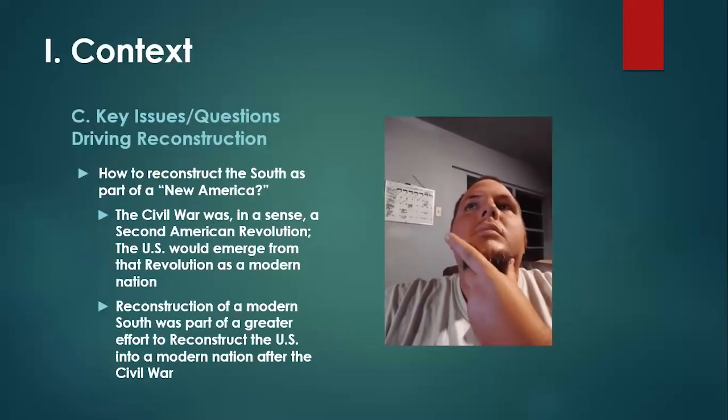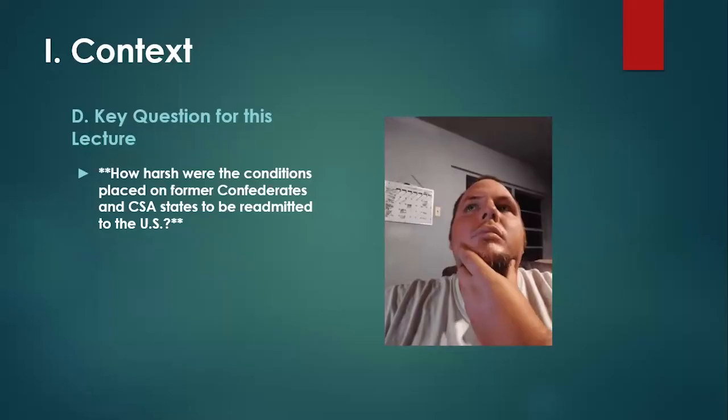So as we look through this entire lecture on Reconstruction, I want us to understand that the South being constructed here is being constructed alongside a bigger reconstruction that's occurring throughout the nation as it's becoming a more modern nation after the Civil War. And the question that really is going to drive this particular lecture, though, is how harsh were the conditions placed on former Confederates and Confederate states in order for them to be readmitted to the United States?